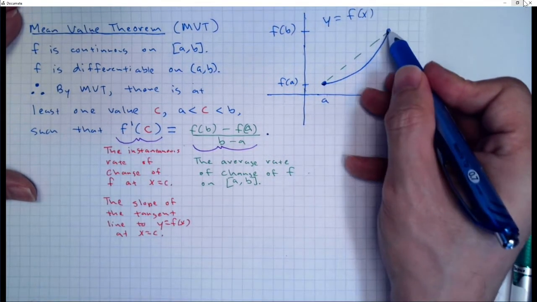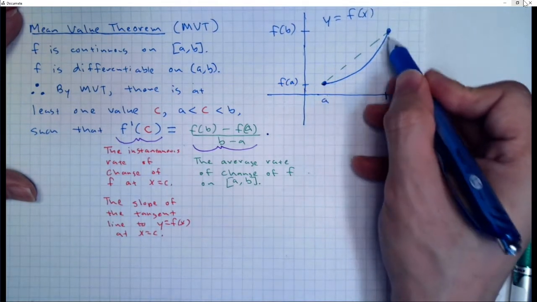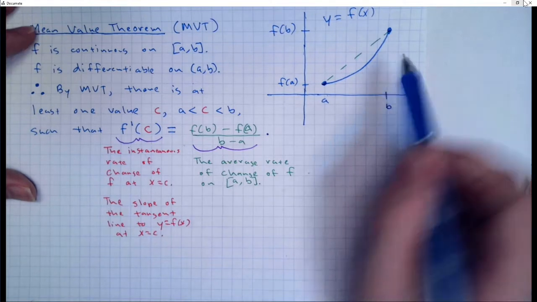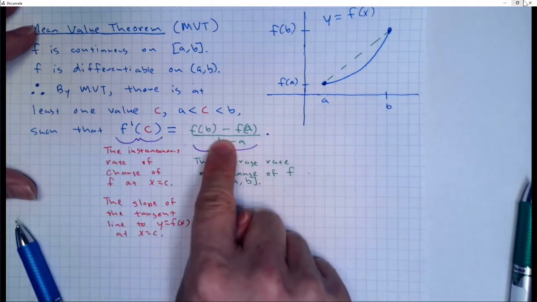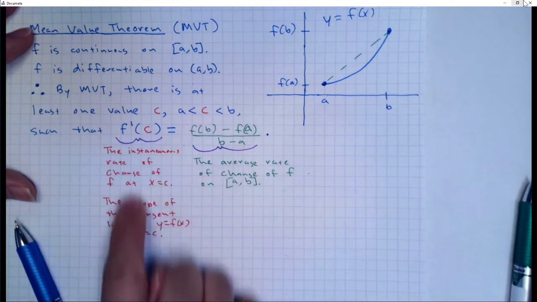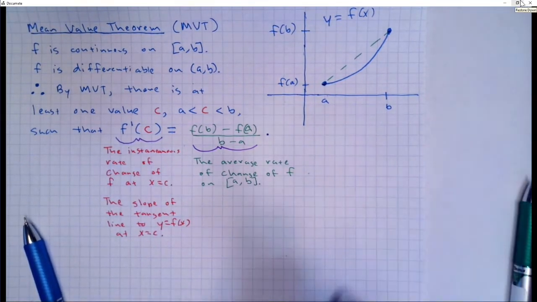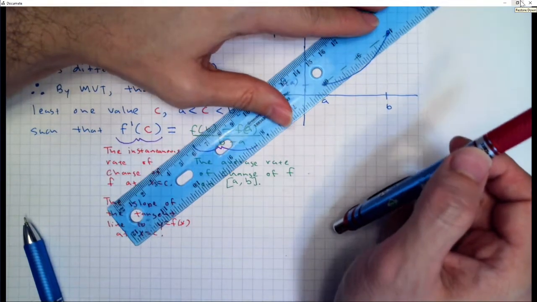F is smooth, f is continuous, f is differentiable. And you could see there's probably at least one place where the average rate of change matches the slope of the tangent line to y equals f of x at x equals c. And we can find that a little bit better with our clear ruler here.